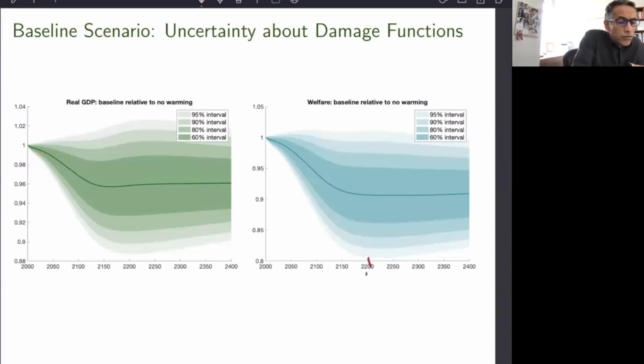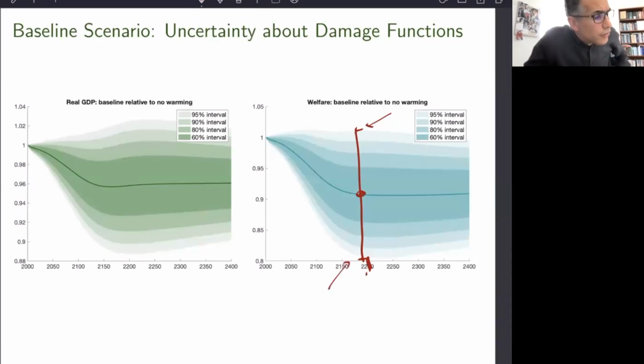So think about 2200. These are the 95% confidence intervals, which of course are huge. Those are based on the damage functions that I discussed before. The level effect is about 9% in terms of welfare, but we're pretty sure that we're not going to gain in terms of the world, but we don't know if we're going to lose essentially 0 or 20%. So that's the 95% confidence interval.